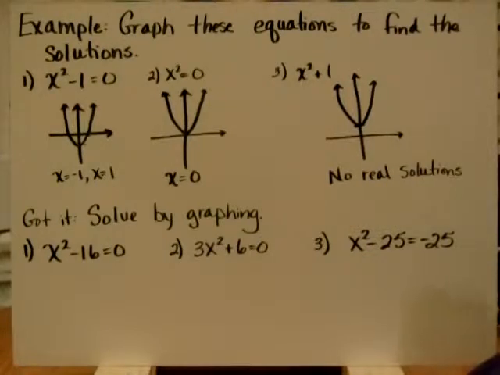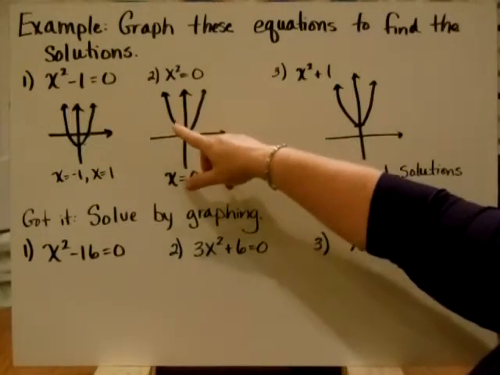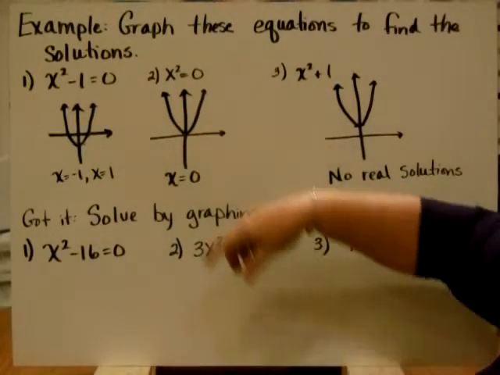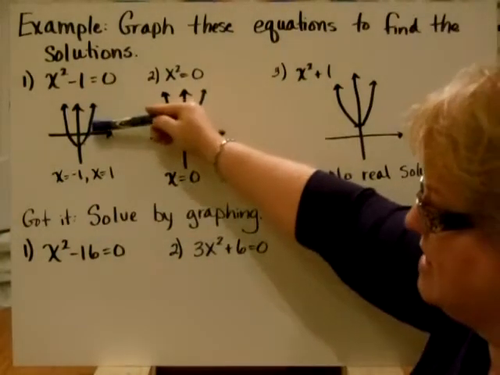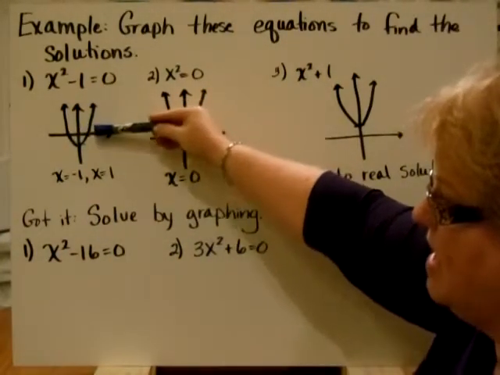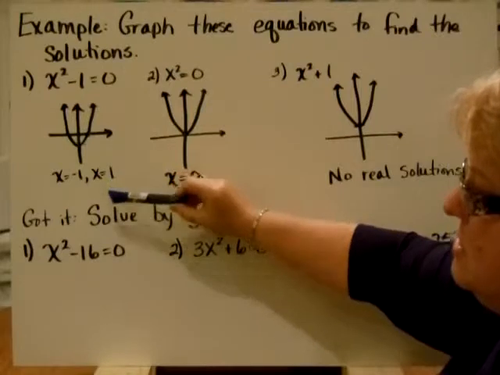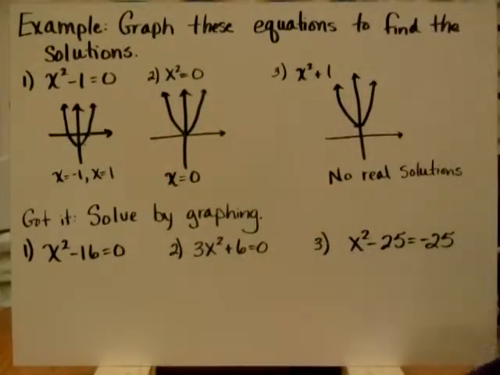Okay, let's look at some examples of graphing equations to find the solutions. And remember, you can graph these by hand, or you could graph them on your graphing calculator. x squared minus 1 equals 0 would be the parent graph translated down 1 unit. So we see that this graph crosses the x-axis at -1 and +1. So our two solutions are -1 and 1.